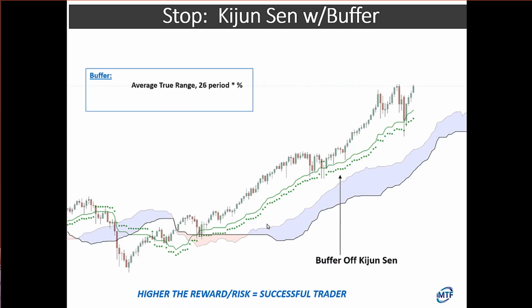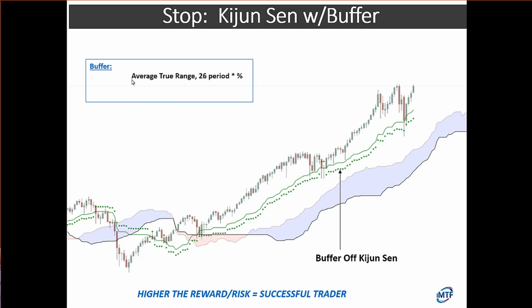What is that buffer? Our suggestion would be to use a buffer that's based on volatility. So if you take the average true range for 26 bars, since this is a 26 bar support resistance, and you take a certain percentage. Some people take 75%, some people take 50%. It depends on your risk tolerance level which one you want to use. Here we give you an example where our green dots are our stop, and all it is is a buffer off the green line, and the green line represents support resistance of 26 bars and is basically the container of the trend.